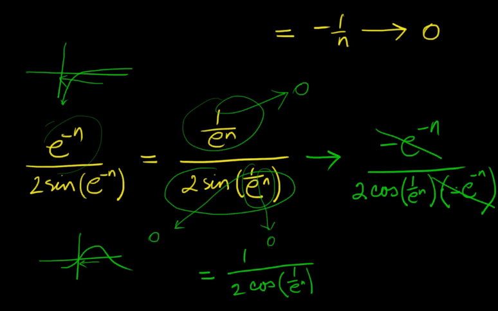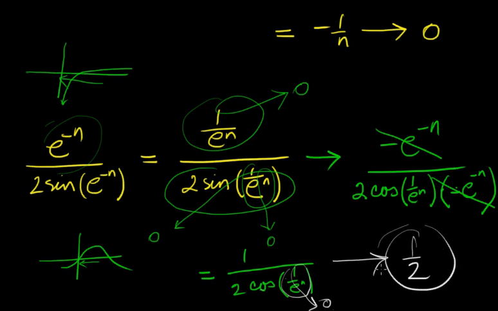Now I look at that argument, the argument of the cosine, and it is going to 0. The cosine of 0 is 1, and so the limit is 1/2.